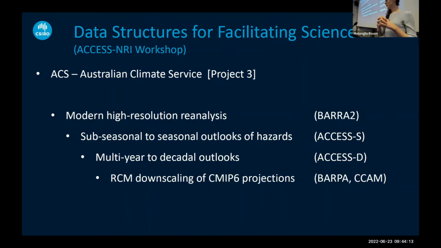Shunsu's nodding his head. So in Project 3, we'll be doing high resolution reanalysis, which is BARRA2, which Shunsu talked about yesterday. We'll be looking at sub-seasonal to seasonal outlooks of hazards, so ACCESS-S and ACCESS-S2, multi-year to decadal outlooks with ACCESS-D, and the regional climate model downscaling of CMIP6 predictions with BARPA and CCAM, and then connecting into other regional downscaling efforts as well.